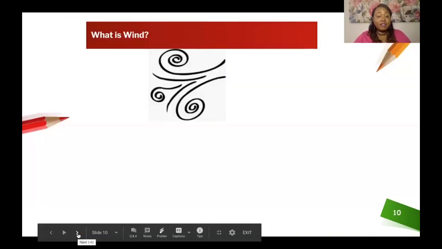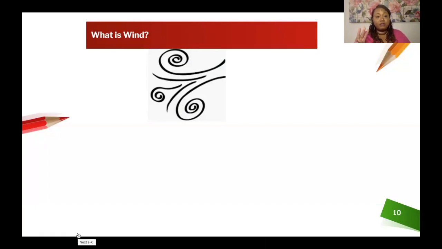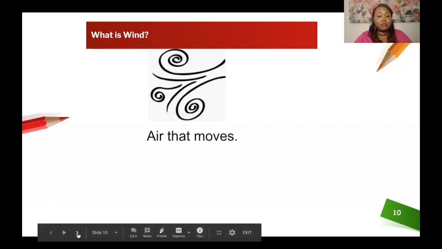Now, the next column on your chart, it may have a W, but that stands for wind. So what is wind? Wind is simply air that moves. So right now, let's do gentle wind. Let me see you do a gentle wind. Nice, a nice breeze. Good job.